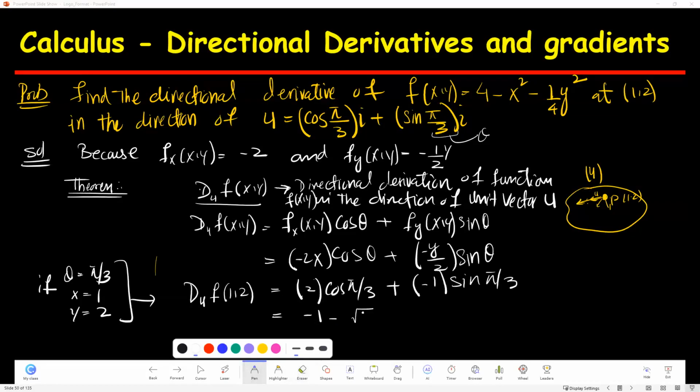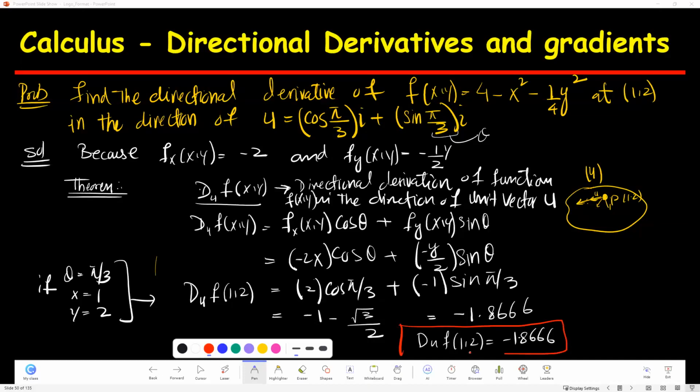Minus, and if you simplify this further, you can add and subtract them, and the answer would be minus 1.8666. Okay. Pretty much that is my answer for this gradient.